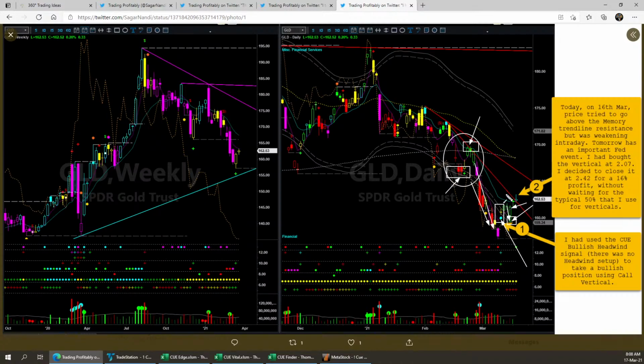Next day it went up, and next day it tried to go above the trend line resistance. I was aware of the trend line resistance when I took the trade. So when it tried to go above trend line resistance, I was happy, but this was an intraday chart, daily chart, but not at the market close. I saw that price was reversing. I didn't want to erode my profit. For verticals, I like to book profit at 50% of max profit.